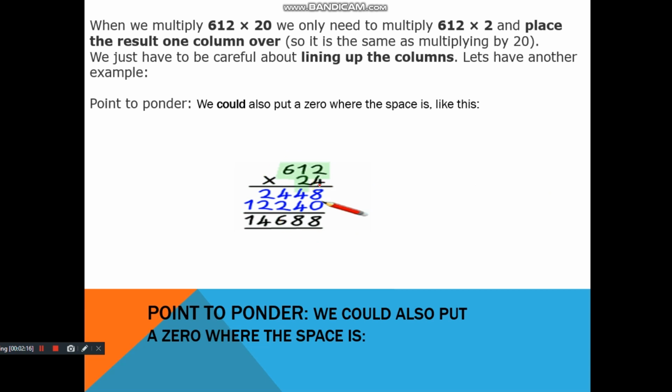You already know this, I think. You multiply first with 4, and you place this 0, and then you multiply the rest of the numbers with 2. Just remember to line up the columns. And we could also put a 0 where the space is.